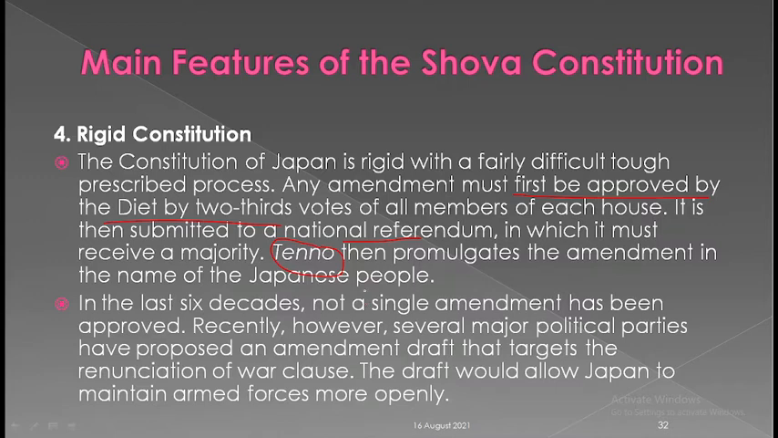Now, let me repeat again. To amend the constitution, it has to be passed by both houses of the parliament, the Diet. Then it will be sent to the people for approval. And if the people approve it, then the emperor will declare it as amended.